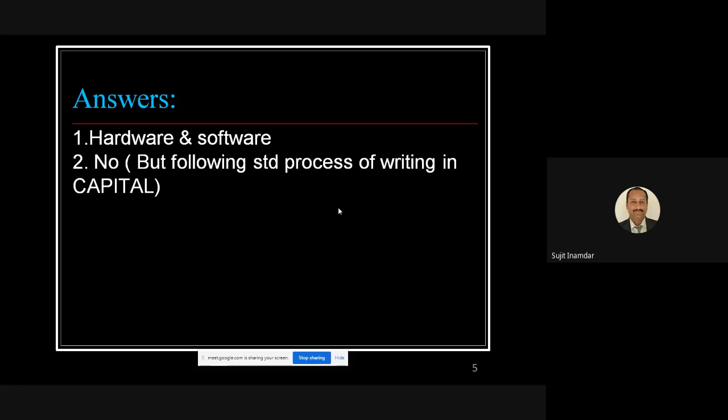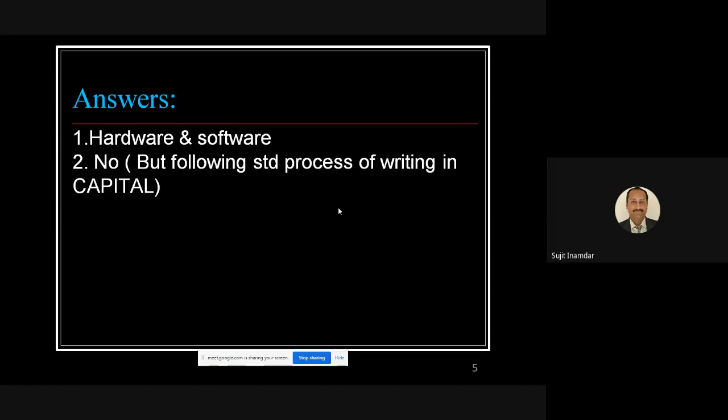So this is the general answer in interviews also. If such questions are asked, your answer should be in this manner only. That is, it requires the hardware and the various protocol software for the communication purpose. And definitely the second answer is no. But read the line which I have written over there.